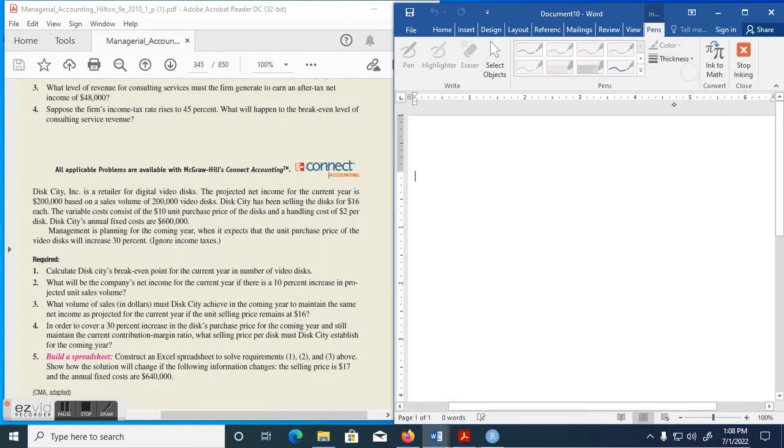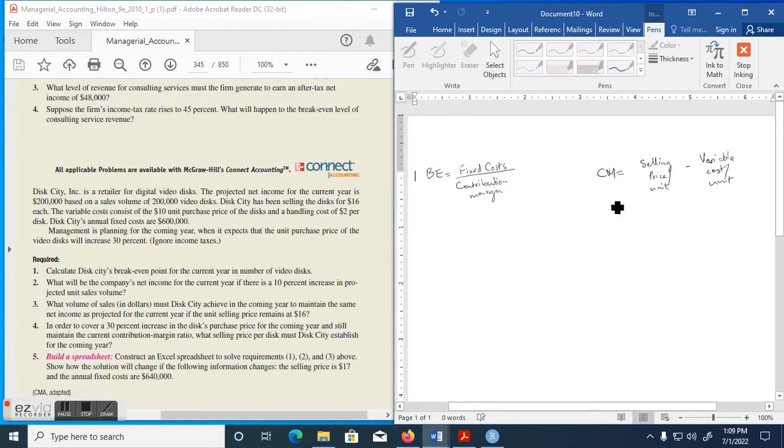Now, when we do this, we want to make sure that we understand how to calculate this particular break-even. The formula for a break-even, especially in units or CVP analysis, is fixed costs divided by contribution margin. Now, in terms of basic principles, your contribution margin is going to be the difference between your selling price and your variable cost per unit. So selling price per unit minus our variable cost per unit.